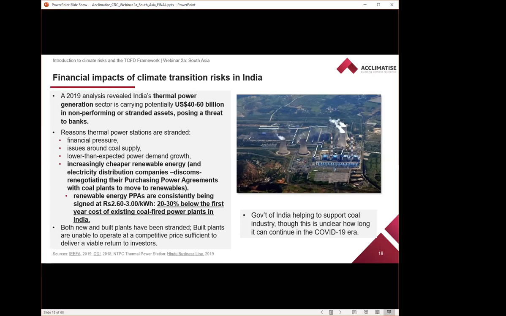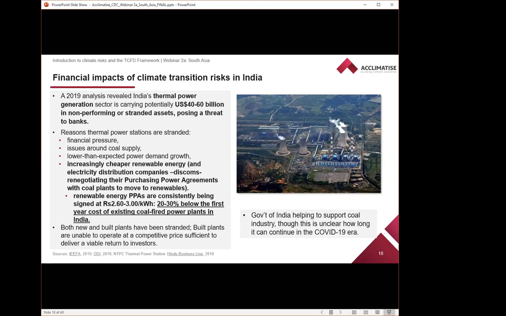Both new and built power plants are being stranded. Built plants are found in this study to be unable to operate at a competitive price sufficient to deliver a viable return to investors, and new plants are sometimes not even able to be finished.